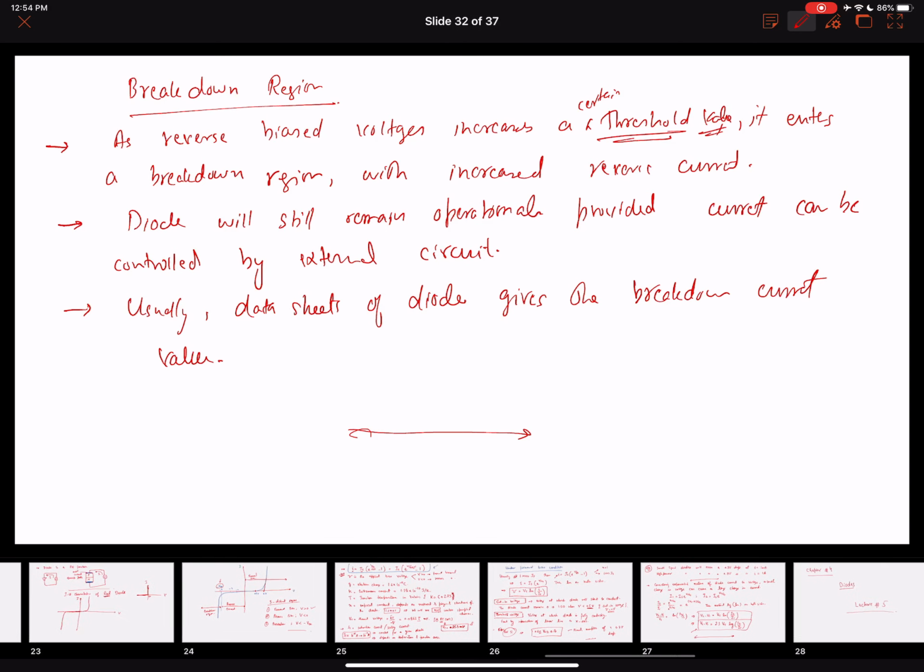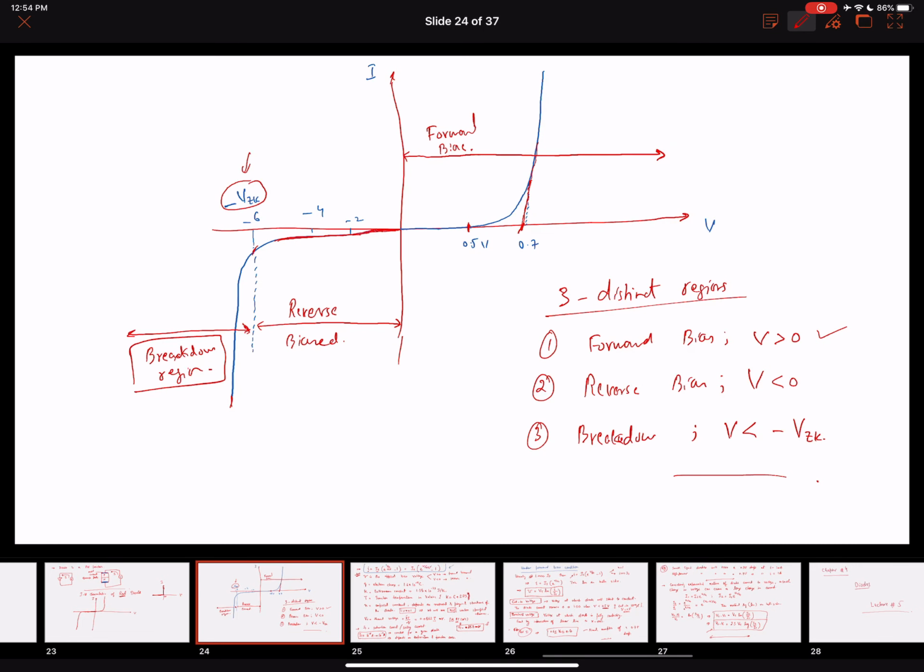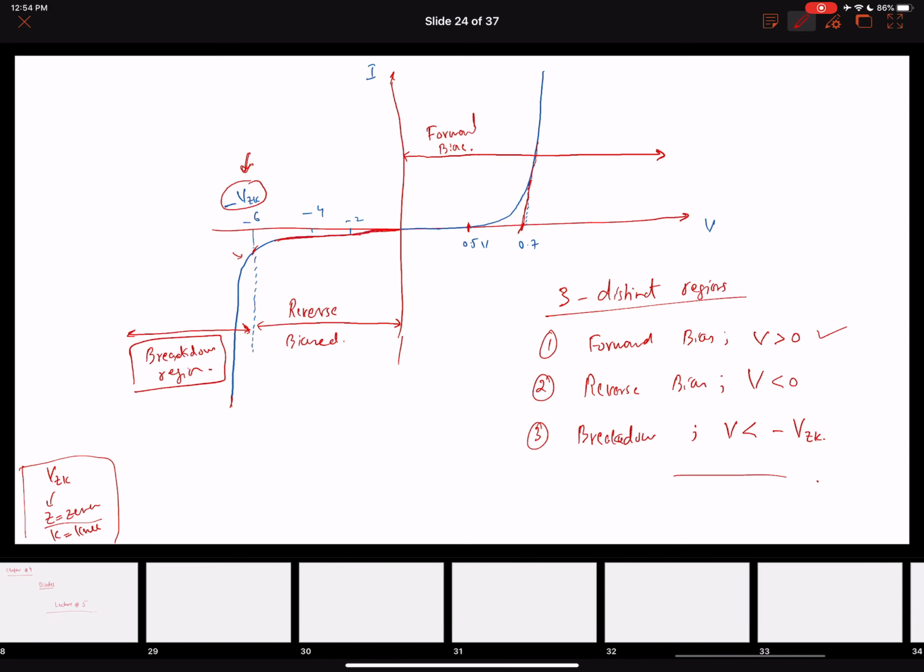Again, in the breakdown, you also saw one more term. We are going to discuss this term in the upcoming lectures. This VZK is usually called as over here, I'm just going to introduce the term. Here, the Z is for Zener and K is for knee. Zener is a special type of diode which is specifically designed to operate in the breakdown region, and it is specially used for voltage regulators. Just introducing the term here, we're going to discuss it in detail in the upcoming lectures.